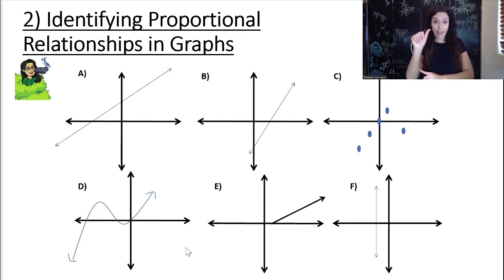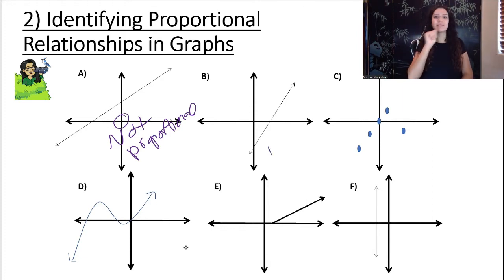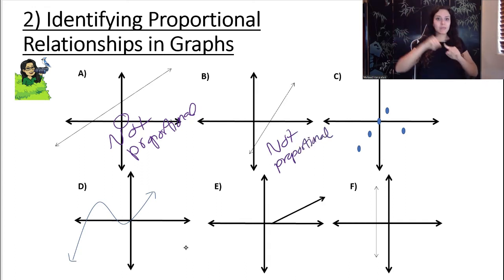All right, let's look at this. So A, hopefully you said not proportional. And the reason is it does not go through the origin. It's a straight line, but it doesn't go through the origin. B, not proportional. Why? It's a straight line, but it doesn't go through the origin either. C, okay, looks like it's a straight line, goes to the origin. Oh, but it is not a straight line. All right, so when you connect the dots, it doesn't make a straight line, so not proportional.